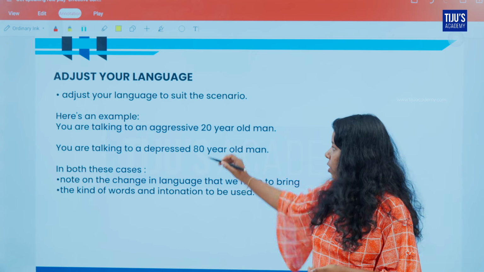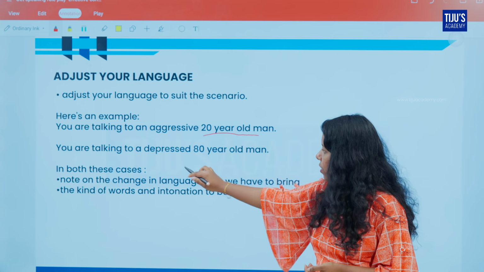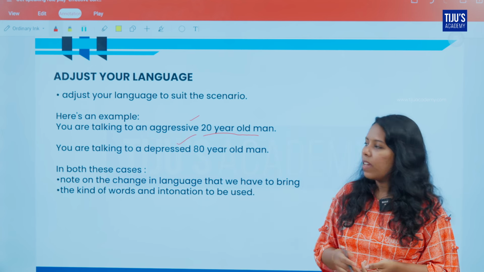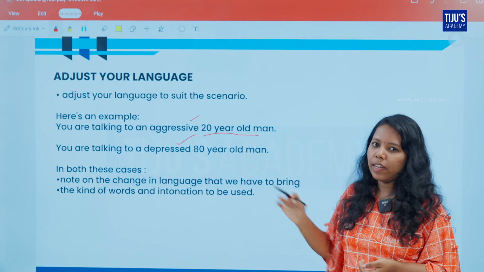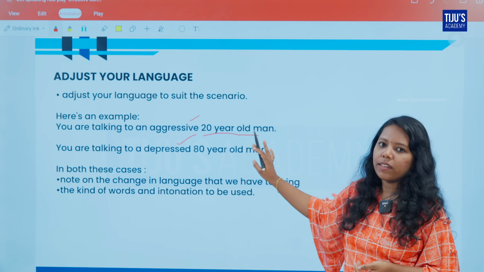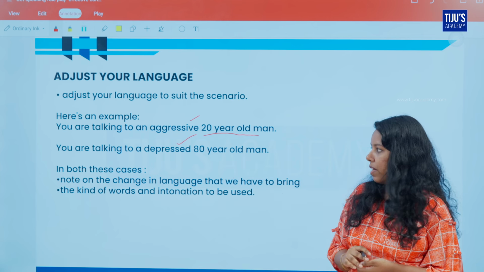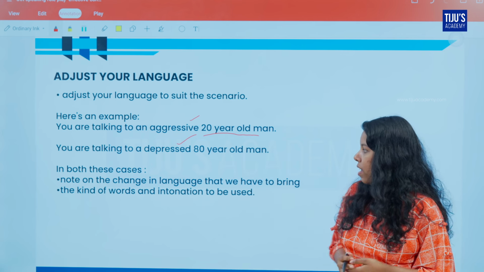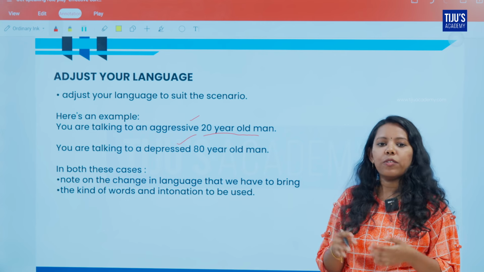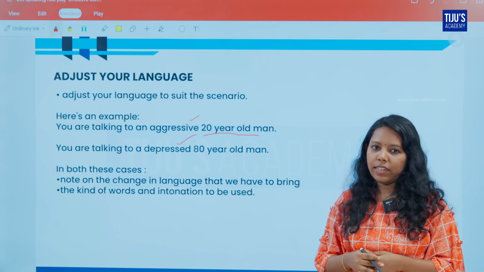First of all, you are talking to an aggressive 20-year-old man. Next, you are talking to a depressed 80-year-old man. ഈ രണ്ട് സെനേറിയോയിലും നമ്മൾ ഡിഫറെൻറ്റ് ടൈപ്പ് ഓഫ് ലാംഗ്വേജ് ആണ് യൂസ് ചെയ്യുന്നത്. അതായത് ഒരു അഗ്രസീവ് ആയിട്ടുള്ള 20-year-old മാൻ്റെ അടുത്ത് സംസാരിക്കുന്ന രീതിയിലായിരിക്കില്ല ഒരു ഡിപ്രസ്ഡ് ആയിട്ടുള്ള പേഴ്സൻ്റെ അടുത്ത് സംസാരിക്കുക. സോ ഇൻ ബോത്ത് ദീസ് കേസസ് നോ ദ ചേഞ്ച് ഇൻ ലാംഗ്വേജ് that we have to make, at the same time the kind of words and intonation that we have to use, because that's very important.